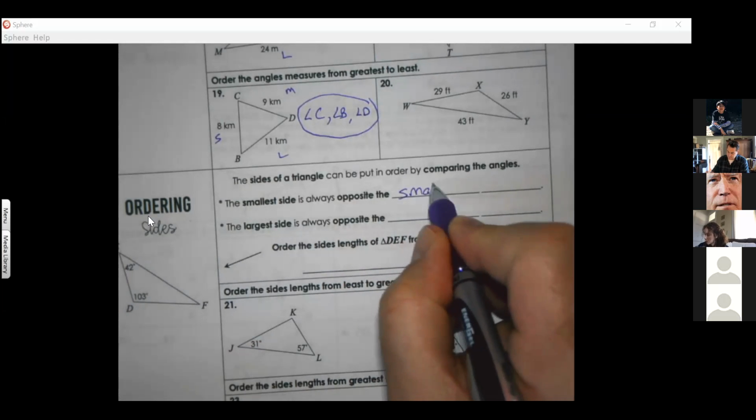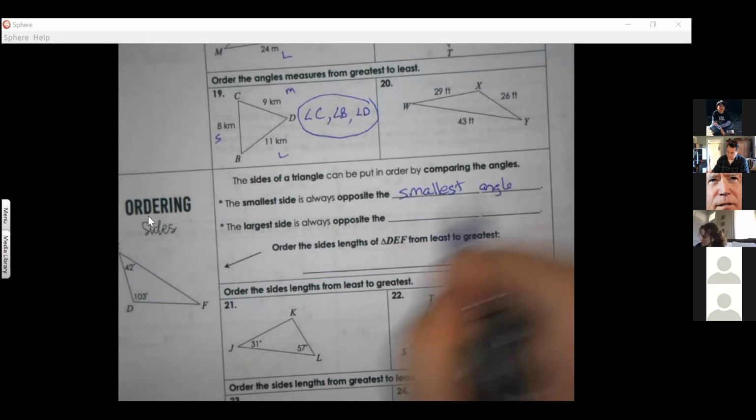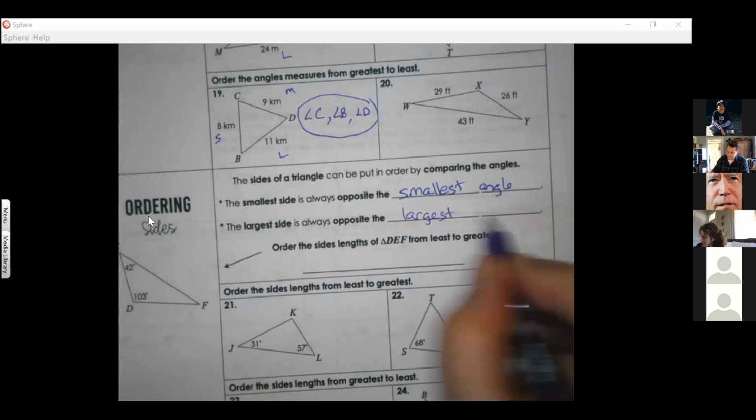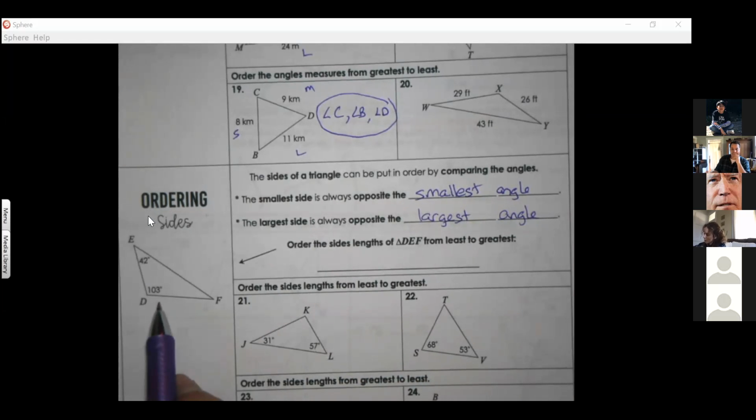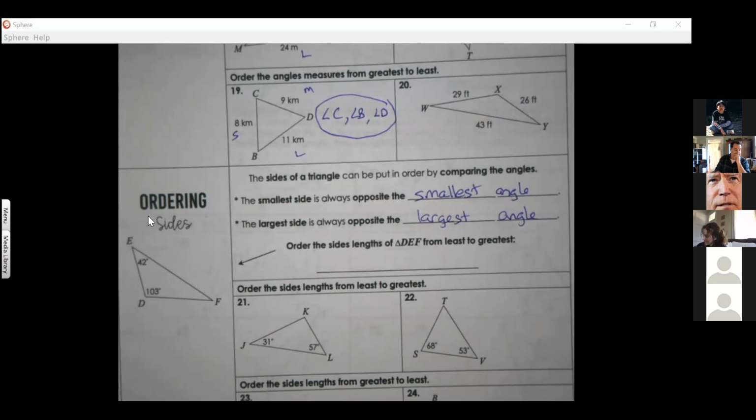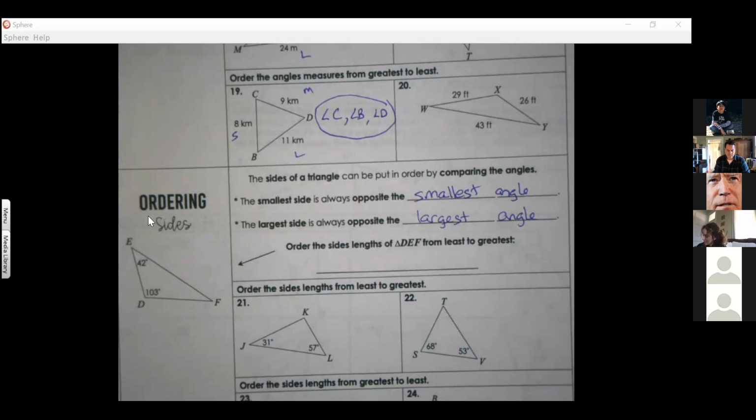And of course, the converse of this works as well. The smallest side is always opposite the smallest angle, and the largest side is always opposite the largest angle. The difference here is, what did they do to make us work a little bit? They only gave us 2 of the angles, right? So we have to find the third.